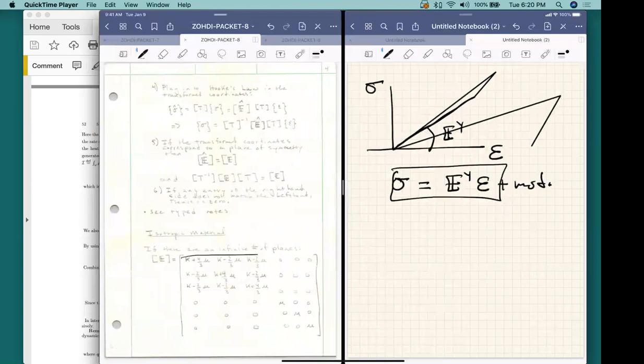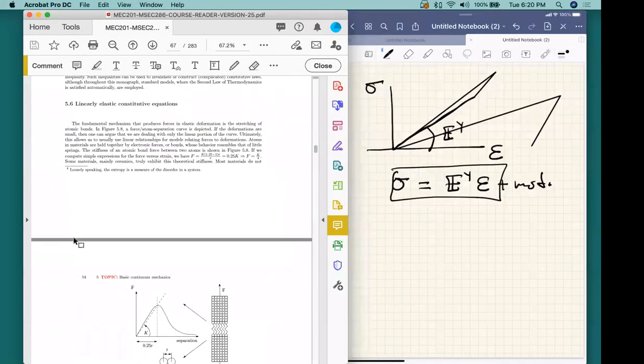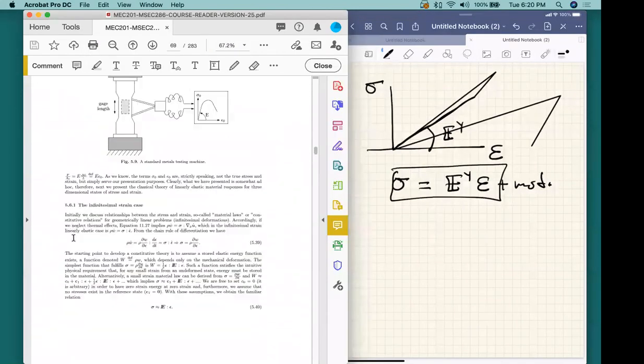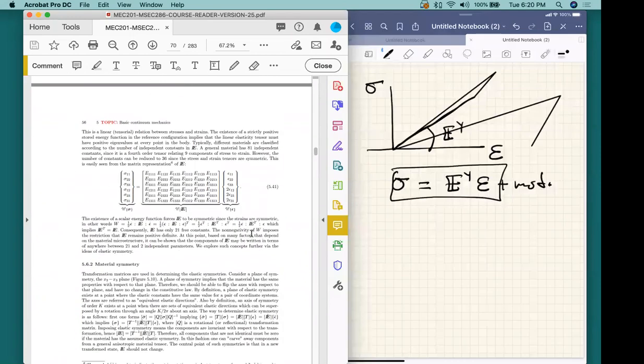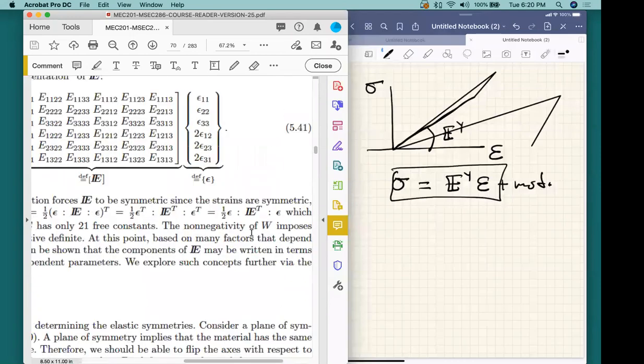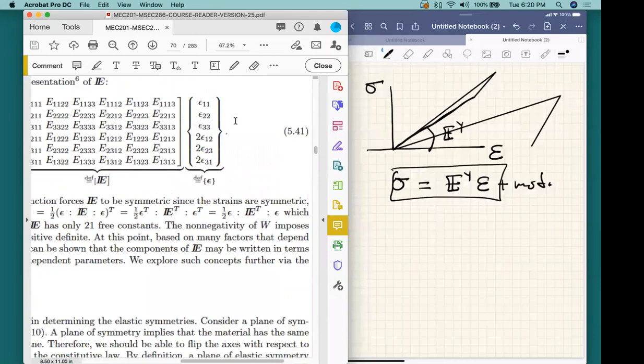It has a whole matrix of constants inside of it, not just simply one parameter called the Young's modulus. It has at least 21 constants. So if you look at the next upcoming chapter, Hooke's law in its most glorious form is a big nightmare. That thing is 21 constants.